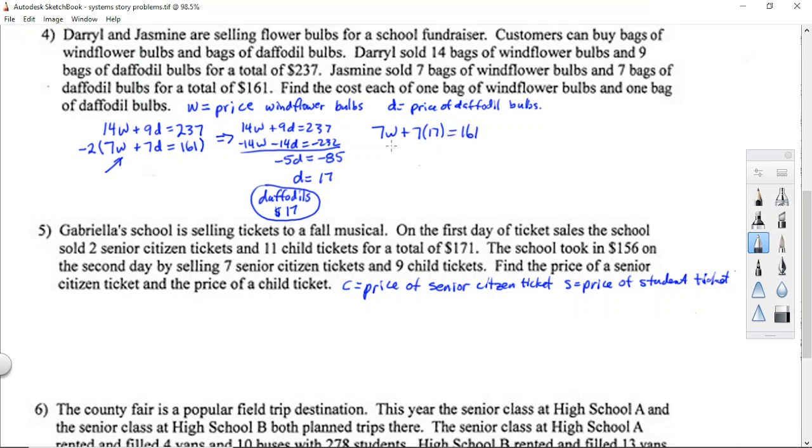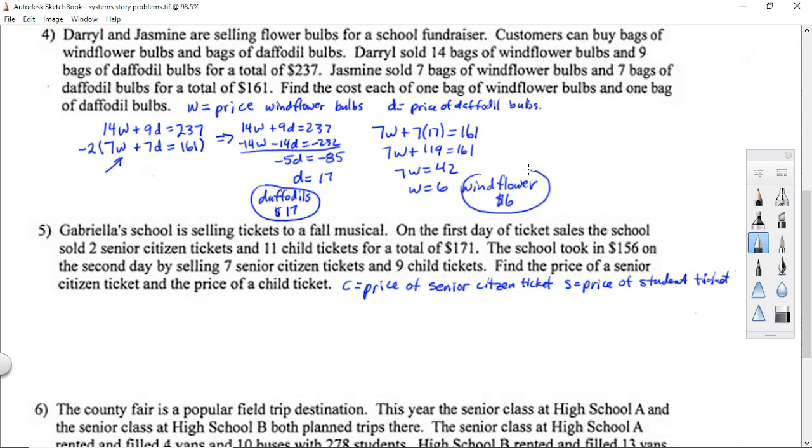So now we'll multiply the 7 times 17. That's 119. Subtract that from both sides, and we'll get 7W equals 42. And so divide both sides by 7, W equals 6, which means the windflower bulbs cost $6.